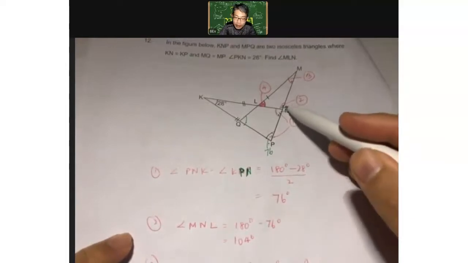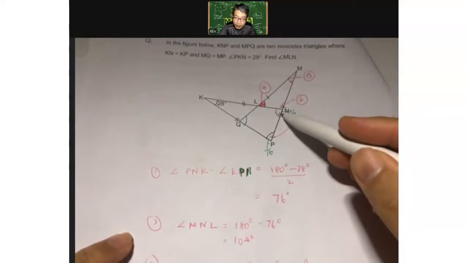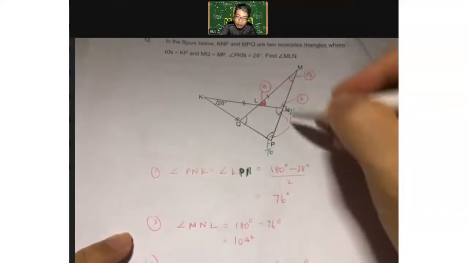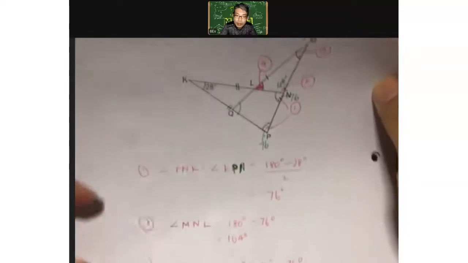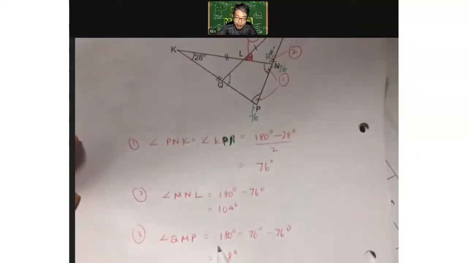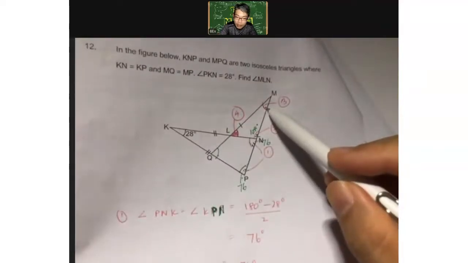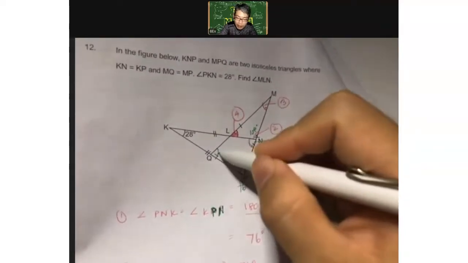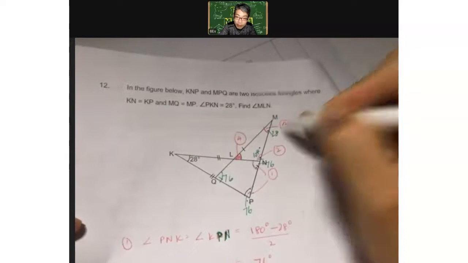Find out this angle. I use angle in a straight line. 180 minus 76, I get this angle, 104. This is 104 degrees. Next step, step 3. I find out step 3, which is this, by using 180 minus 76 minus 76. I get 28. So this angle is 28.